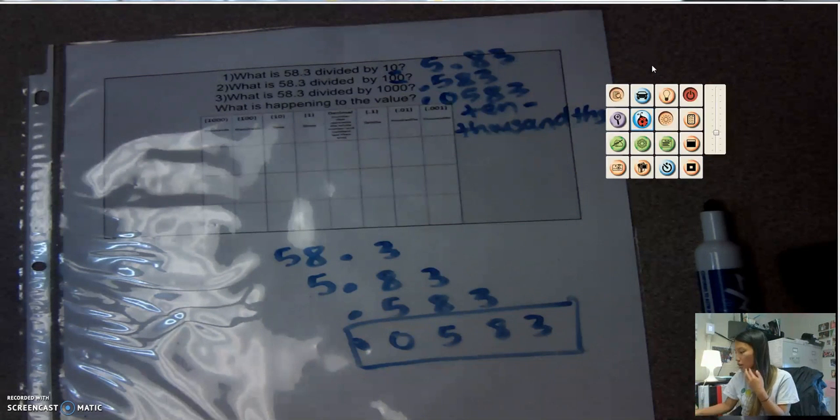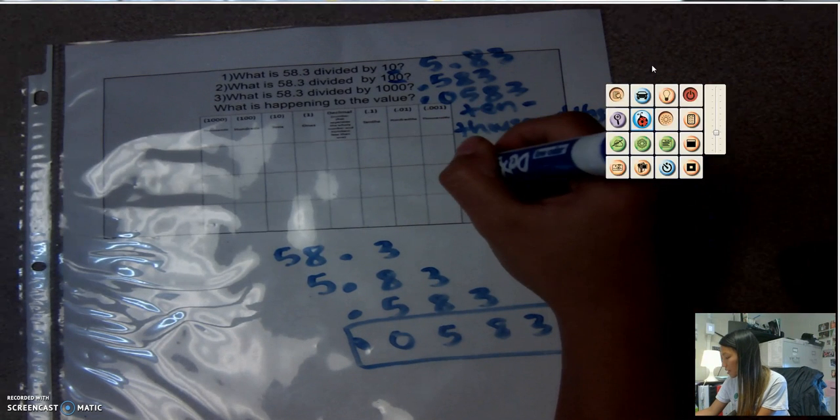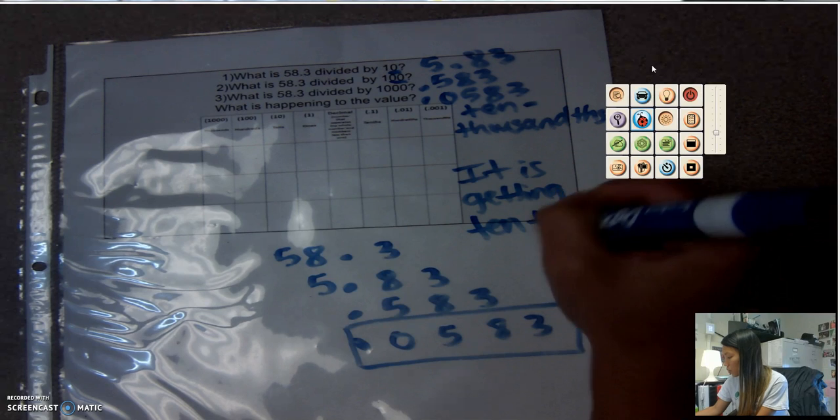Now, what is happening to the value? We know it went from 58 and 3/10. Now it went, we divided by 10 and it got to 5 and 83 hundredths. Then it went to 583 thousandths, and then it went to 583 10,000ths. So as we see, each time it's shifting, it's getting 10 times smaller. So I can answer this by saying it is getting 10 times smaller.